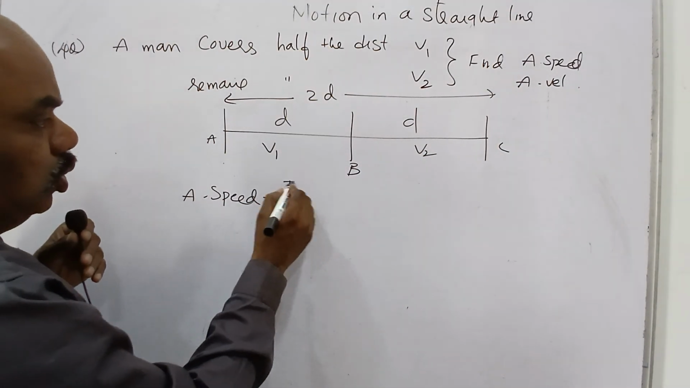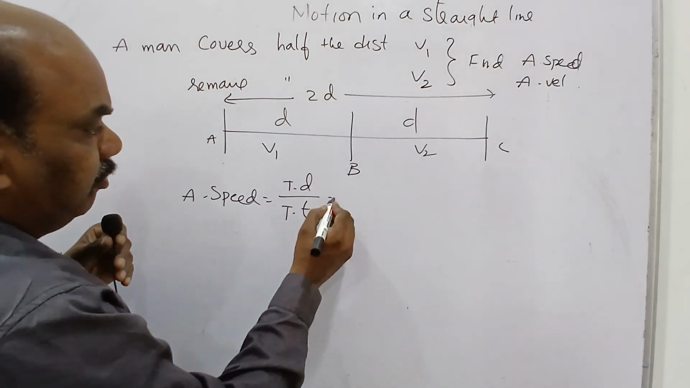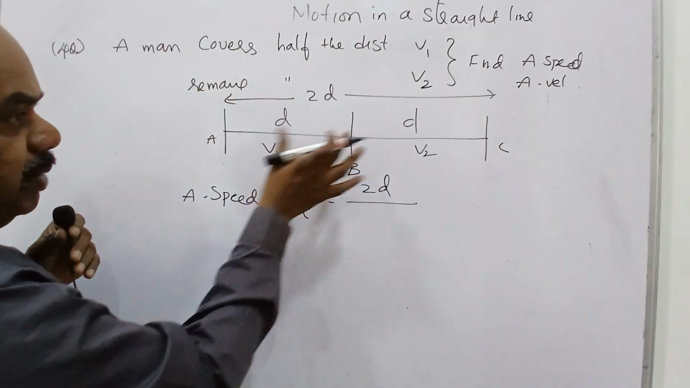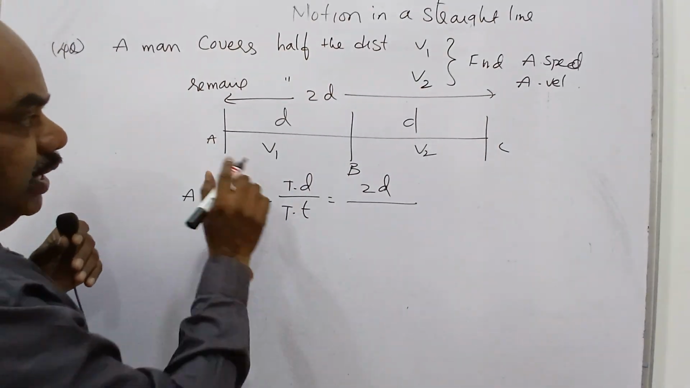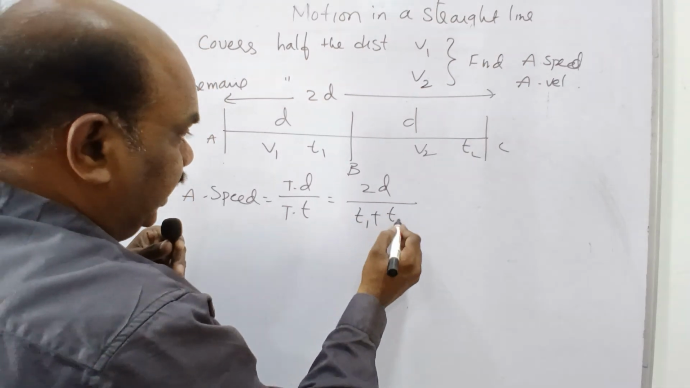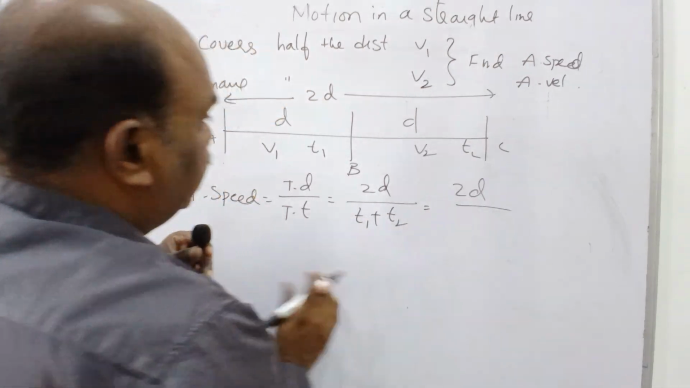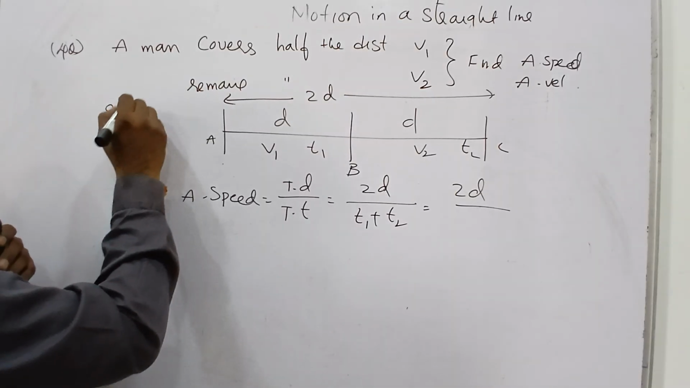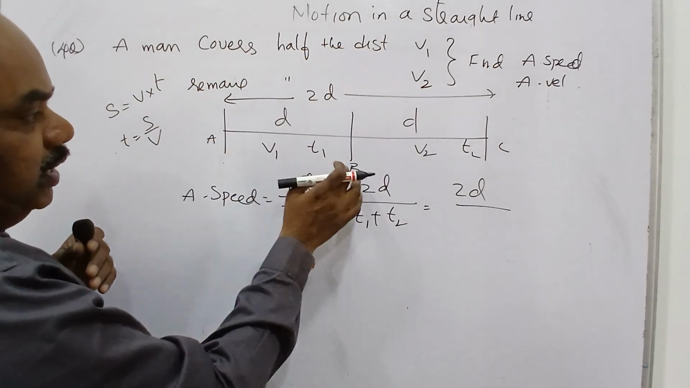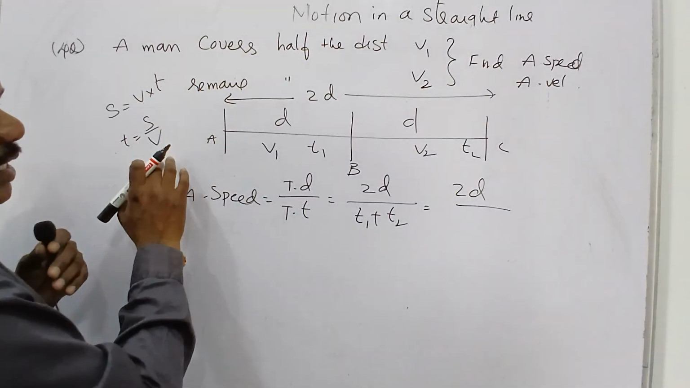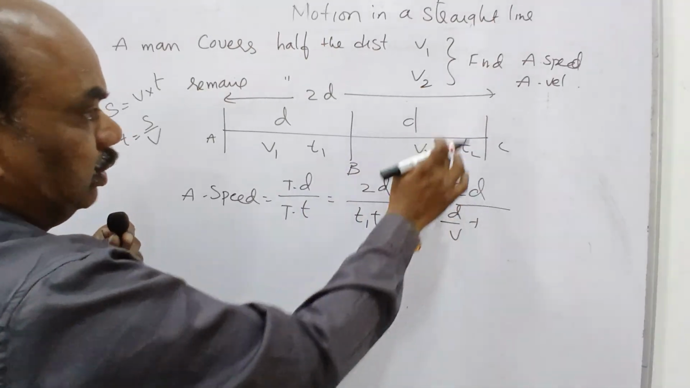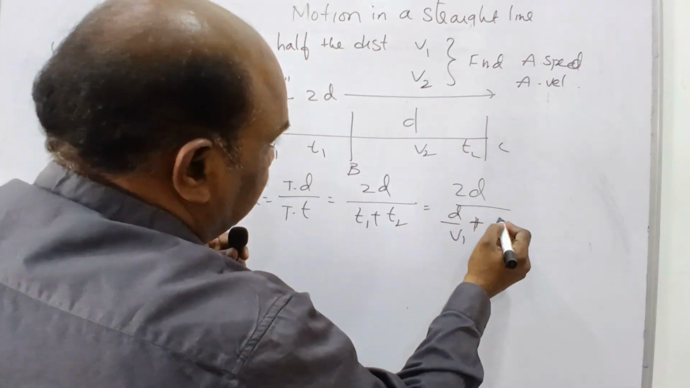Now you want average speed. Average speed equal to total distance by total time is the formula. Total distance is d plus d, 2d. Total time, let A to C be t1, and C to B be t2. So it is 2d by t1 plus t2. Time equal to distance by speed, so t1 is d by v1, and t2 is d by v2.